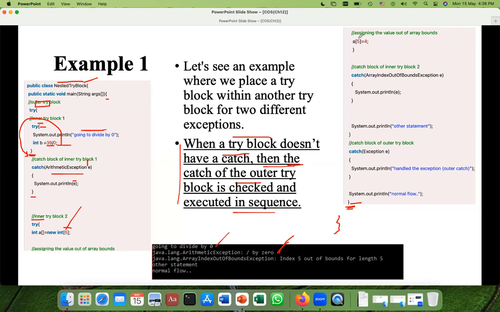And now the next statement is a[5] = 4. When you try to store this number 4 at index 5, this does not exist in that array, because it starts from 0 and goes up to 4, and the 5th index is the 6th element. So now you have the exception. The exception is generated here in this try block.